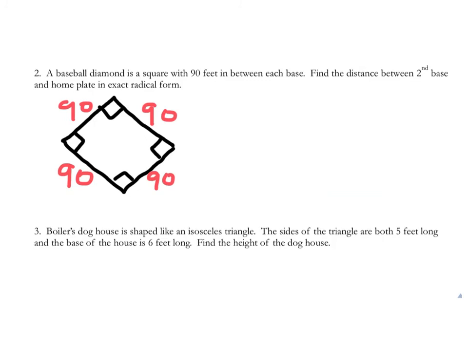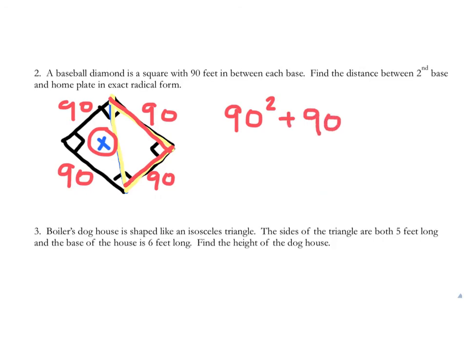It says find the distance between second base and home plate. So I don't know much about baseball, but I know that second base and home plate is going to be that line right there. I'm looking for this segment. All right, so what am I noticing? I am noticing that I do have a right triangle here. There it is. And I know that I have 2 of the sides, 90 and 90. I'm looking for x. So 90 squared, it's a leg, plus 90 squared, another leg, equals x, the hypotenuse, squared.